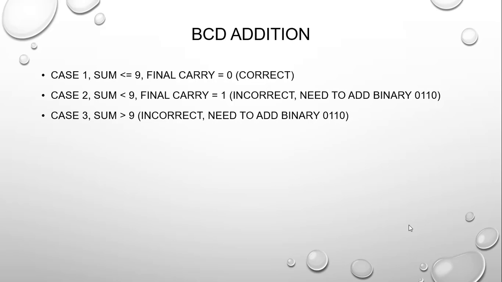So for the last case, case 3, when sum is larger than 9, the output is incorrect by comparing it with decimal when we're doing conversion. So we have to add another 0110, decimal of 6, to get the output correct. So we will be doing the example.